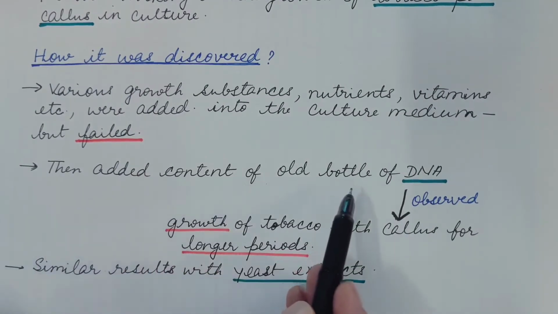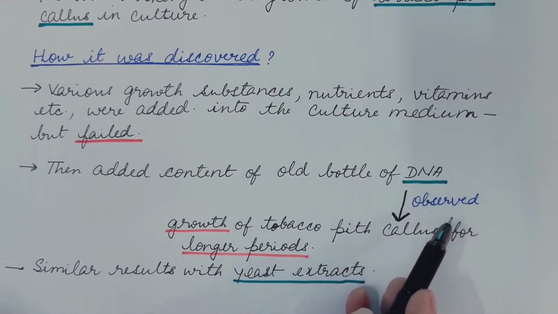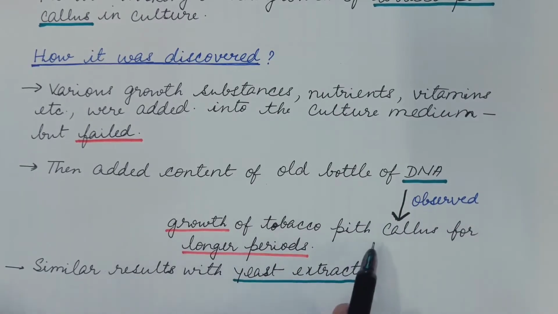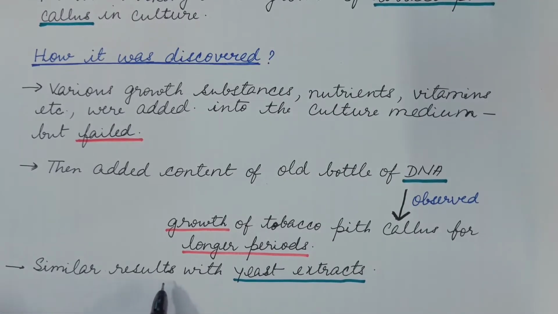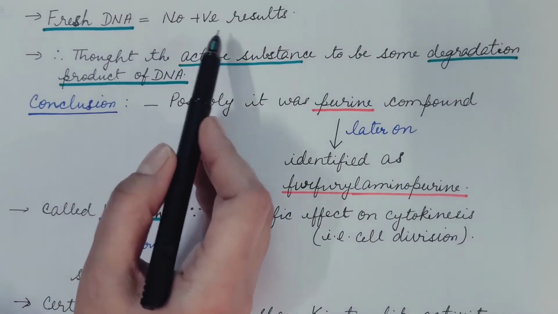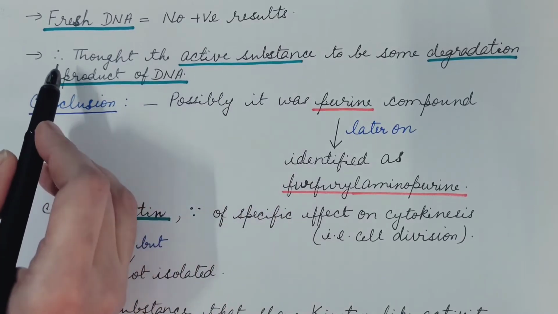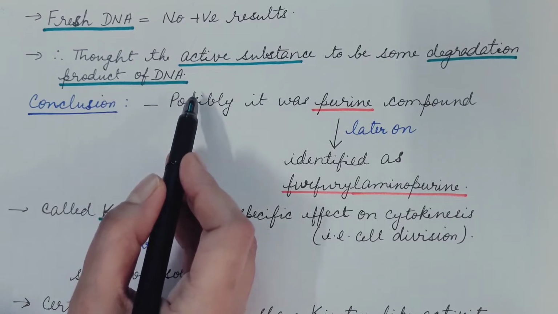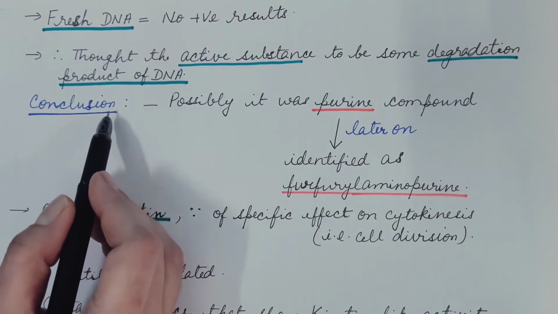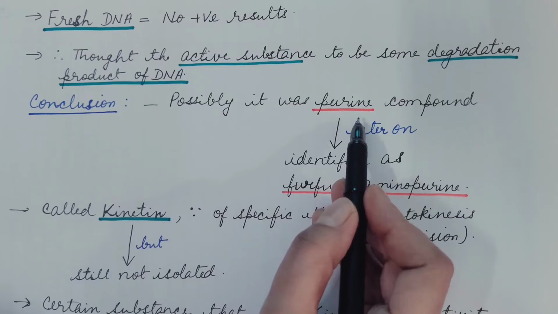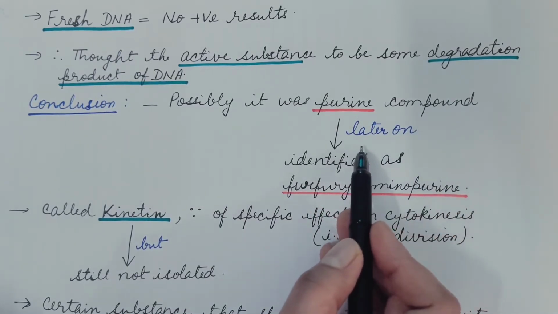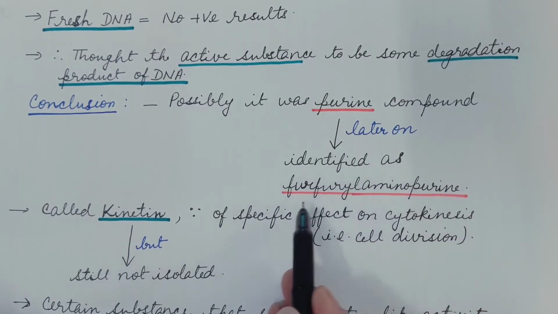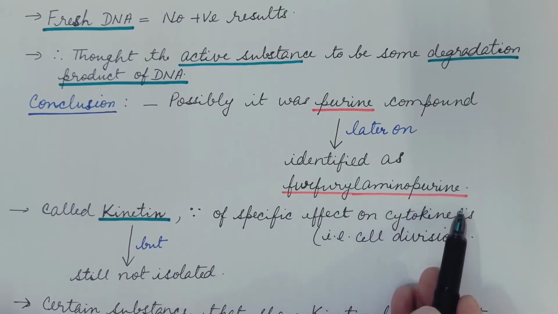Then they added content of old bottle of DNA present in the lab and observed growth of tobacco pith callus for longer periods. Later on, similar results were obtained with yeast extracts. But with fresh DNA, no positive results were seen. Therefore, they thought the active substance to be some degradation product of DNA. And they concluded that possibly it was purine compound. Later on, it was identified as furfuryl aminopurine.